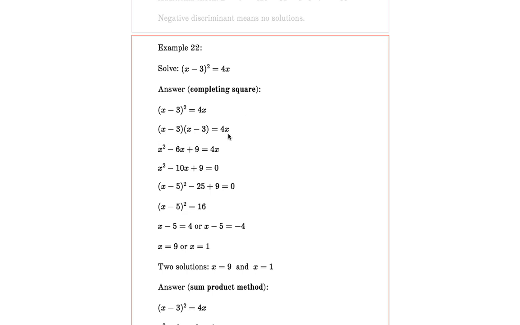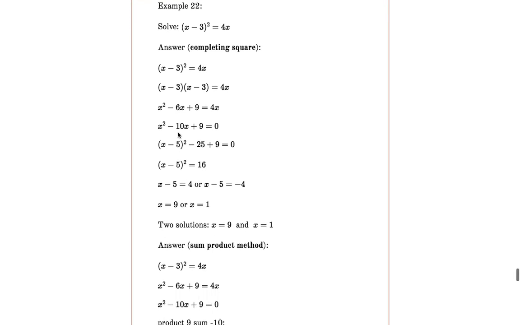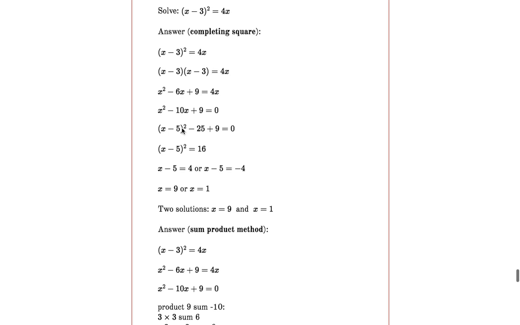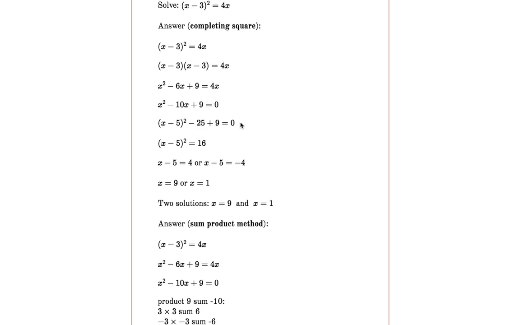It's this. So we move this 4x to the other side. It becomes minus 10x. So then we place this x here, we divide by 2, and we take this one and minus the square root of this, 5 plus 9 is 0. We move these two to the other side, which is 16.